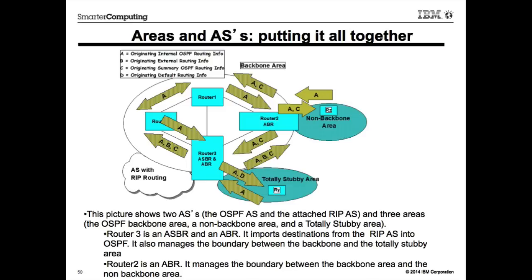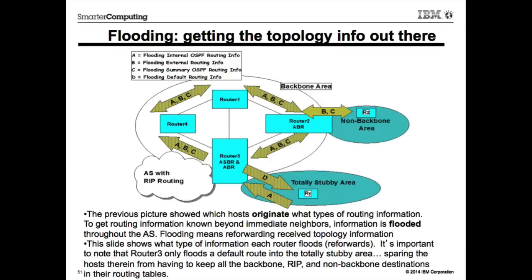So that's origination. Then slide 51, the next step is flooding. Origination is telling your neighbors about topology. Flooding is forwarding received topology. So routers receive topology information from neighbors and they flood it to other neighbors, and in that manner all the information about the network gets flooded around.